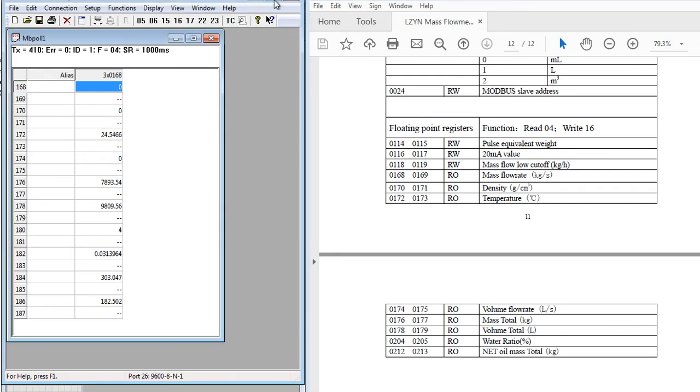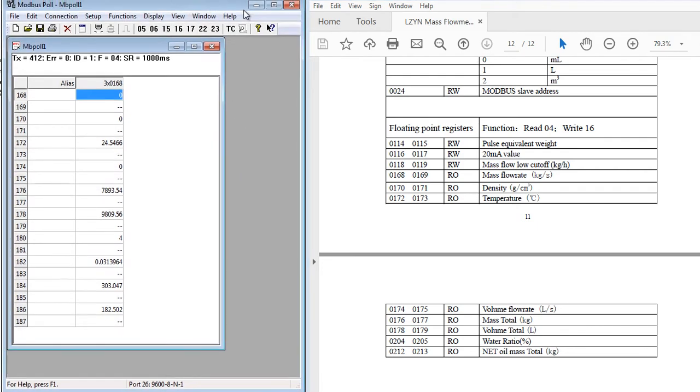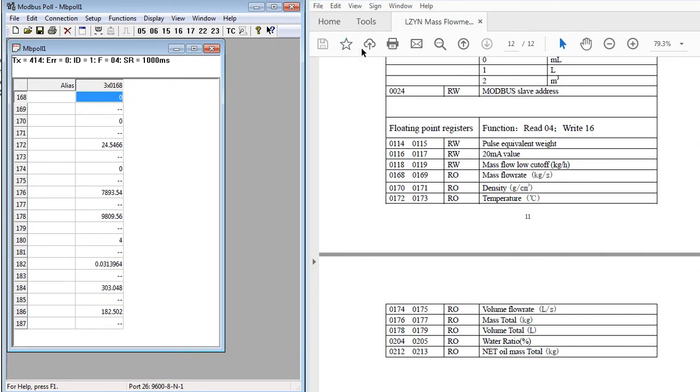Using ModbusPoll, which is readily available on the internet. Look up ModbusPoll to read the TacticalFlow Coriolis Flow Meter. I'm starting from register 168, which is the mass flow rate in kilograms per second. 170 is the density. 172 is the temperature.